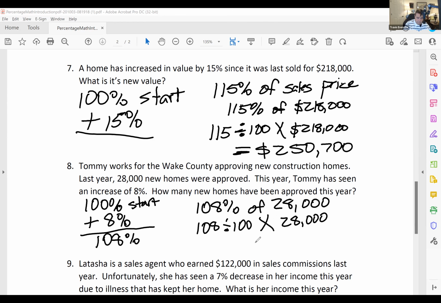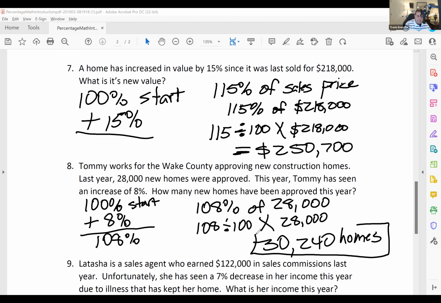This year, Tommy is approving 30,240 homes after the increase. And you can sort of mentally check your math. It's a bigger number than it was last year. Should be. It said increased by 8%. If it had said decrease, we would have expected a smaller number, but it said increase, so we expect a bigger number. And that's what we got.